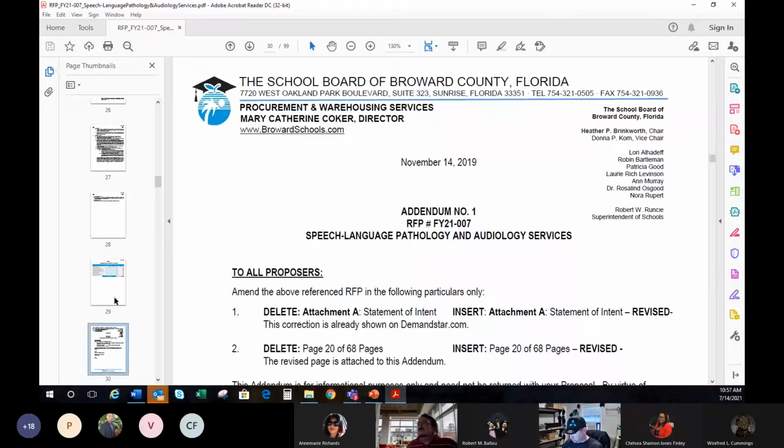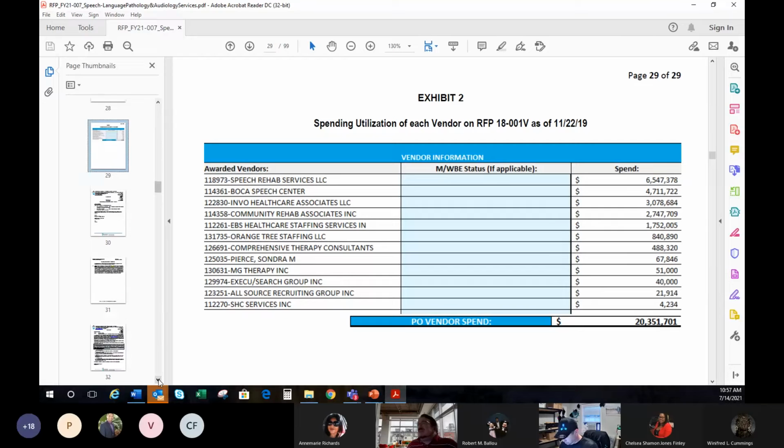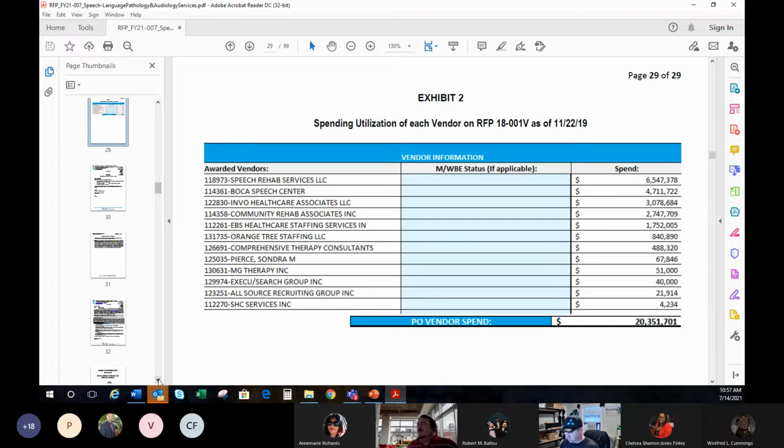This is just to provide you an example of what we can provide you. I believe there was a question regarding spending utilization on the contract. So we can provide you with a report that can tell you, as of November 22nd, 2019, the amount of dollars that we issued in purchase orders. Not what's been paid, but the amount of purchase order dollars that we've issued to each vendor.